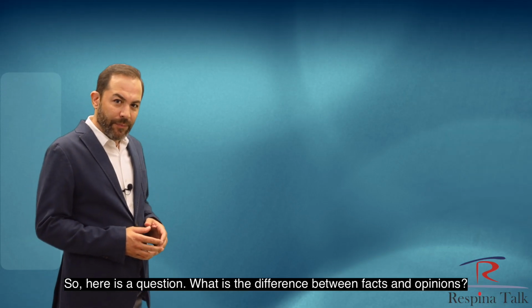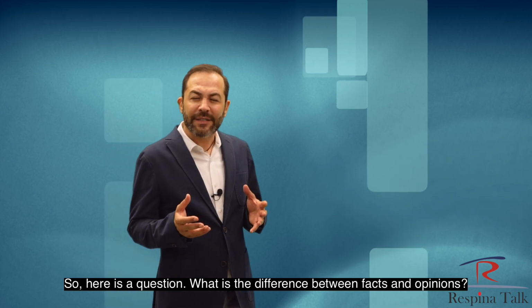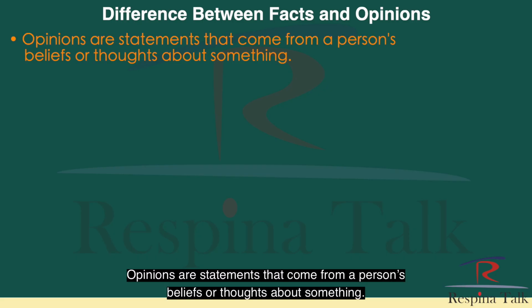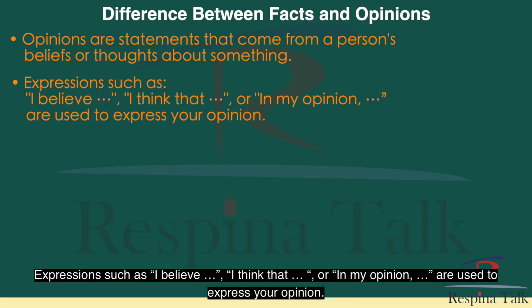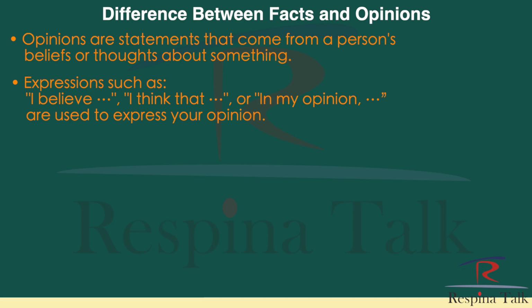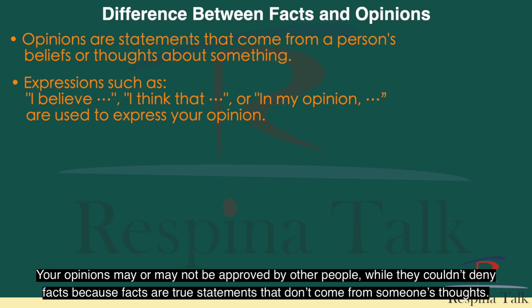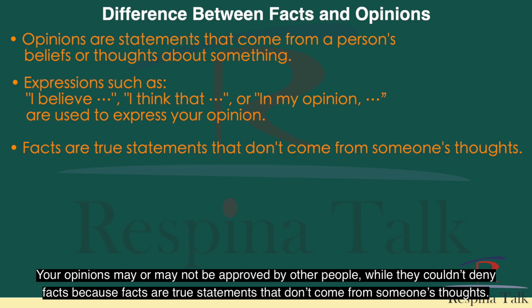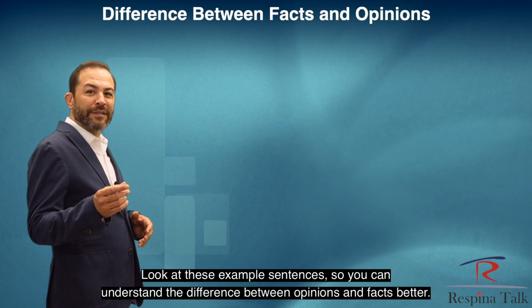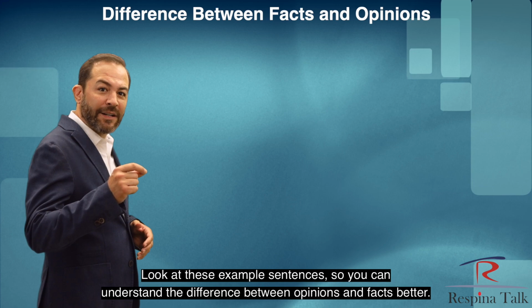So here's a question. What is the difference between facts and opinions? Opinions are statements that come from a person's beliefs or thought about something. Expressions such as, I believe, I think that, or in my opinion, are used to express your opinion. Opinions are different from facts. Your opinions may or may not be approved by other people, while they couldn't deny facts, because facts are true statements that don't come from someone's thoughts. Look at these example sentences so you can understand the difference between opinions and facts better.